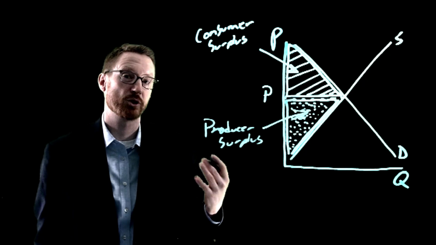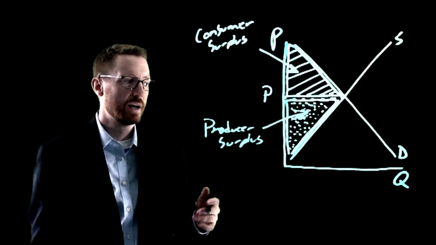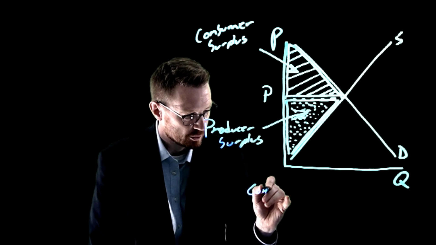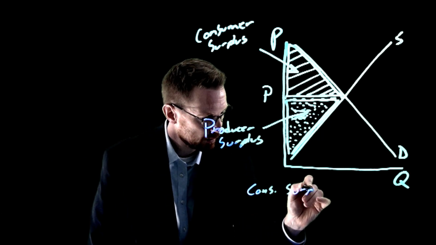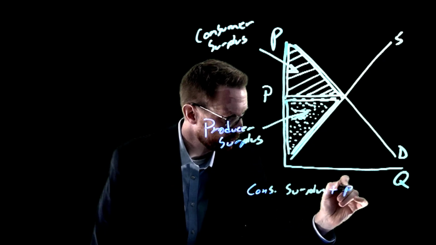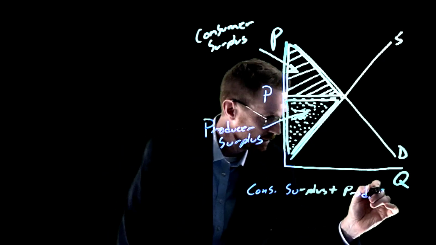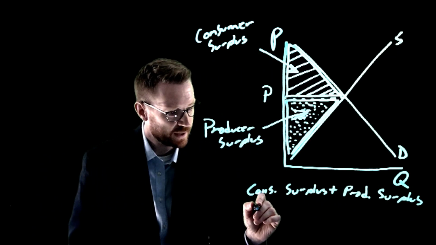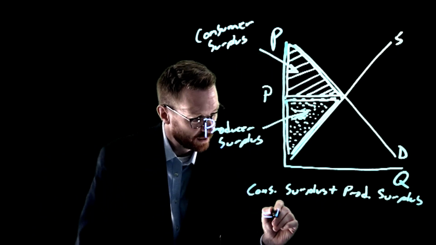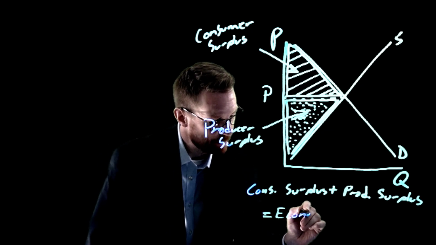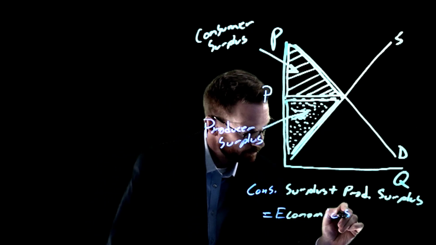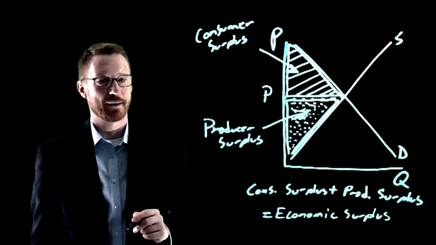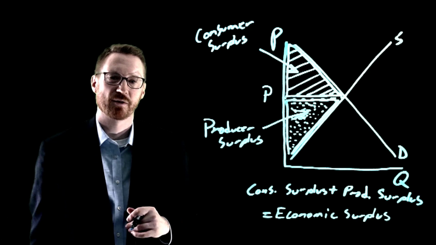Now the gains from trade, the benefits from trade, are the sum of these two, right? So consumer surplus plus producer surplus. Those two added together is what we call economic surplus. And what is economic surplus? It's our gains from trade.